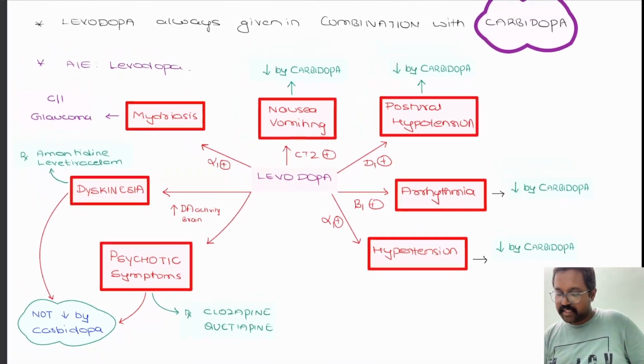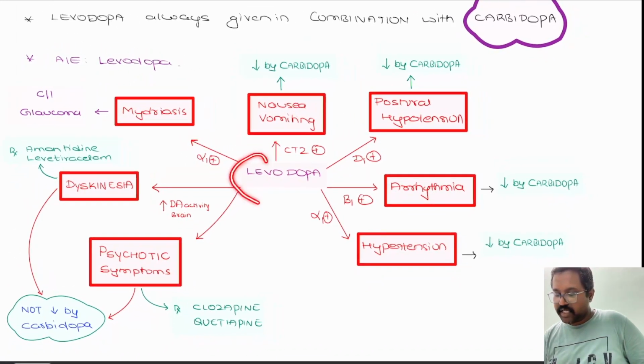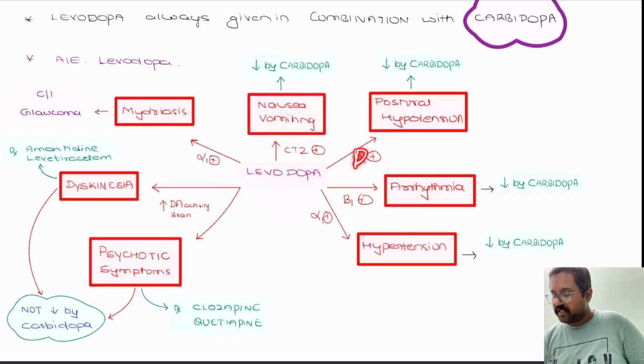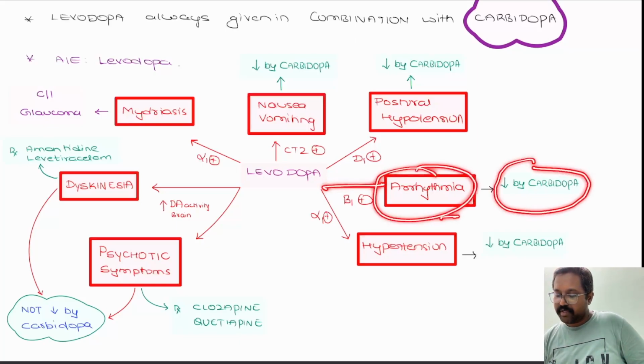So please remember this schematic diagram. Levodopa, since it triggers the chemoreceptor trigger zone, can cause nausea and vomiting, which can be decreased by carbidopa. Again, D1 stimulation will lead to vasodilation and postural hypotension, which is reduced by carbidopa. And beta 1 stimulation will lead to arrhythmia and palpitation. Again, it can be reduced by carbidopa.